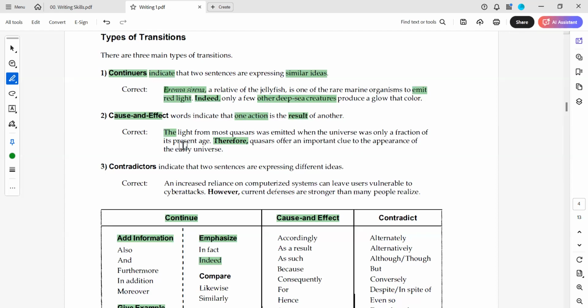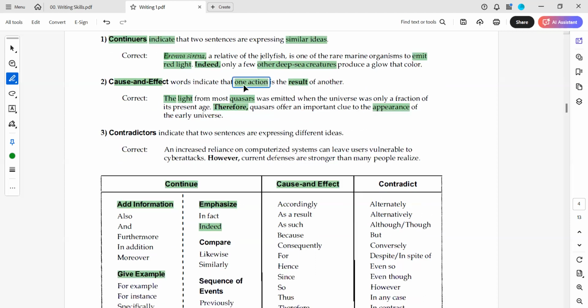Here in that example, they said the light from most quasars was emitted when the universe was only a fraction of its present age. So they're talking about the light that was emitted from most quasars. Therefore, quasars offer an important clue to the appearance of the early universe. What made that clue for the appearance of the early universe? Actually, it's the light that was emitted from most quasars. So that means the second sentence is the result of the first sentence. One sentence or one action is the result of the other one. Here we have cause and effect relationship.